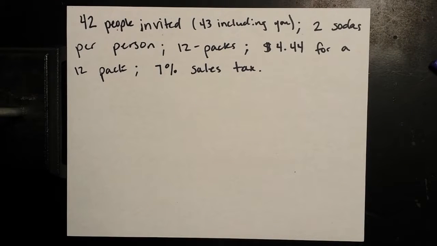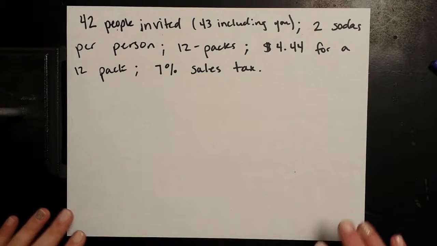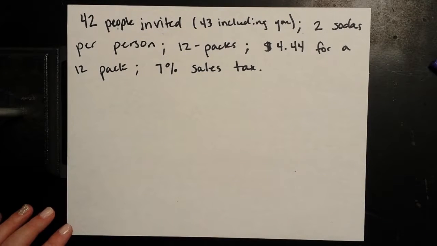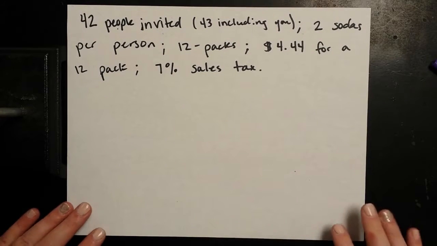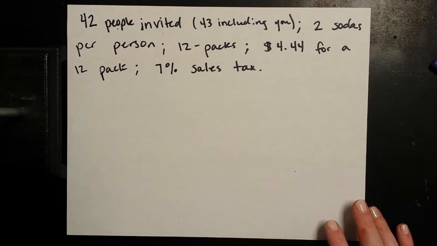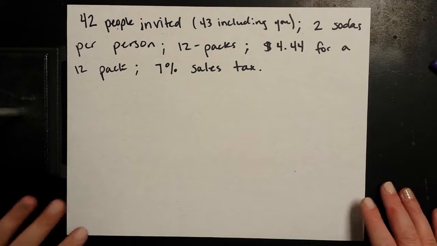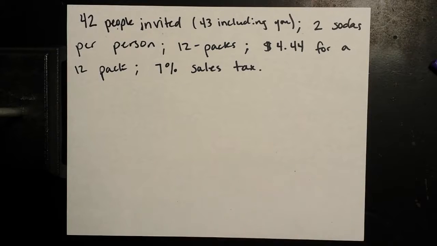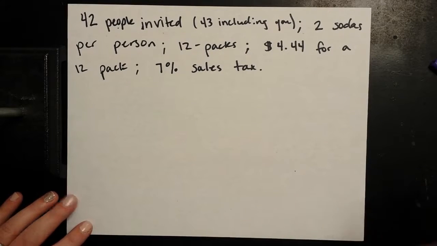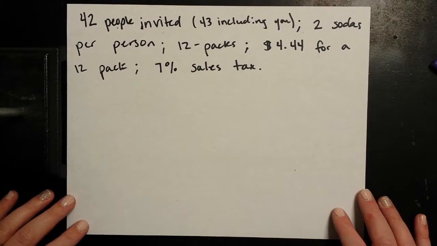All right, so we're going to look at how to use conversion factors to solve a problem with dimensional analysis. So on the slide, I gave a kind of a scenario where you are holding a party and you've invited 42 people, so that makes a total of 43 if you include yourself. We're pretending you live alone.